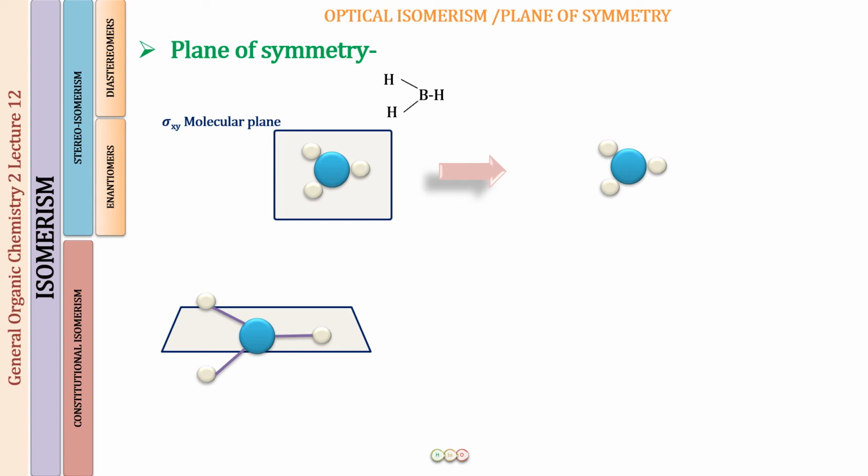Now in the XZ plane, what you can see is that when I divide this molecule into two halves, it is going to look like one half and this is going to be the other half. So again, we have found one more plane of symmetry. Well, I can show you one more just similar to this.